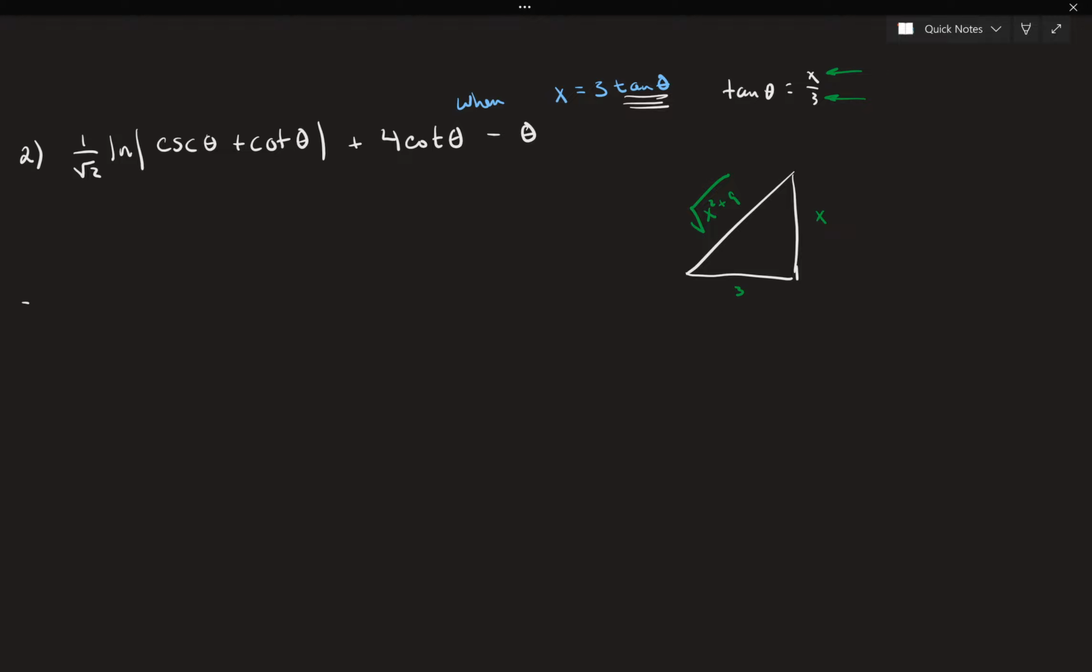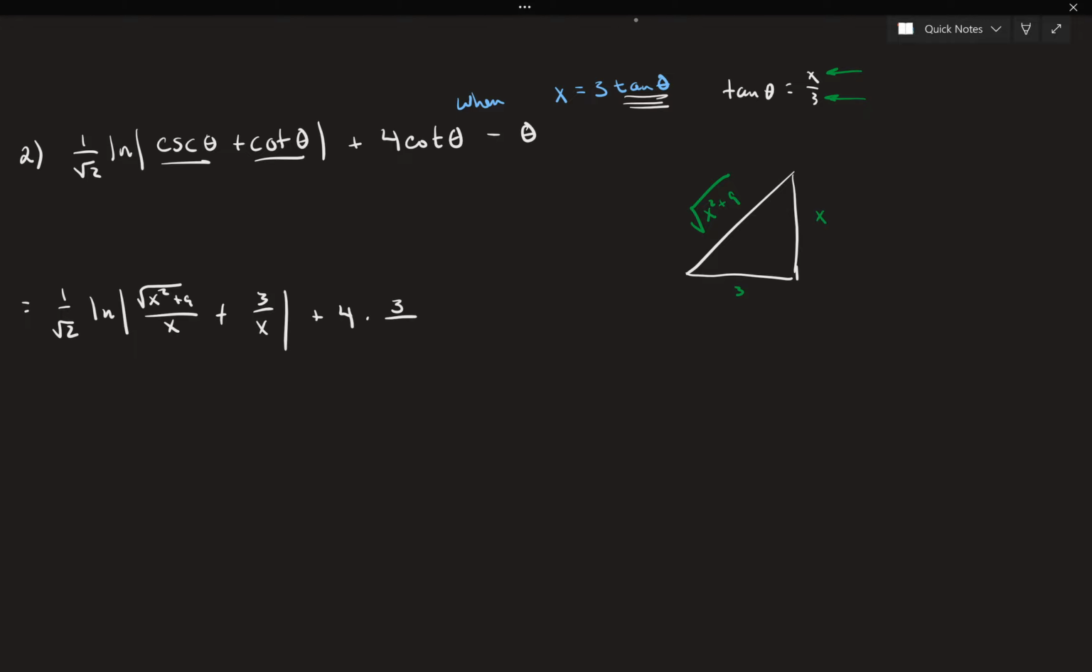Now I can just do the rest of it. 1 over root 2, ln. Cosecant is 1 over sine, because they're backwards with the first letter. 1 over sine, so it's not opposite over hypotenuse, it's hypotenuse over opposite. So here's hypotenuse over opposite. There's cosecant. I have to do cotangent. Tangent is opposite over adjacent, so now I have to do adjacent over opposite. Okay. Plus 4, cotangent. Cotangent I just did.